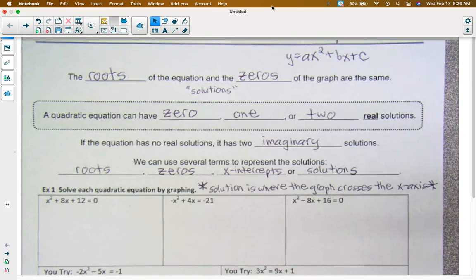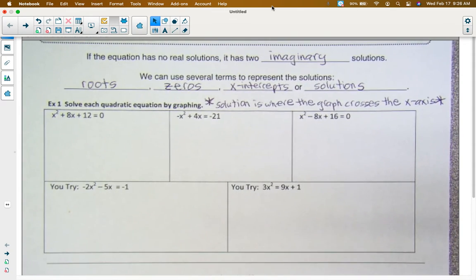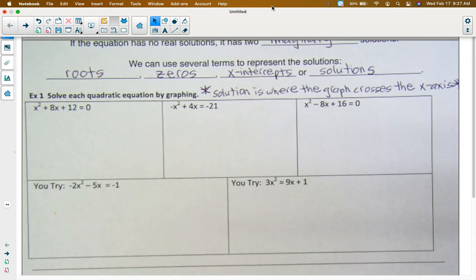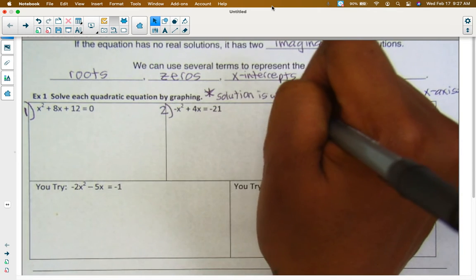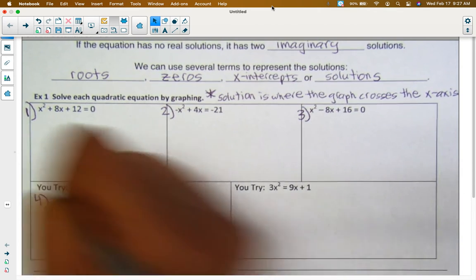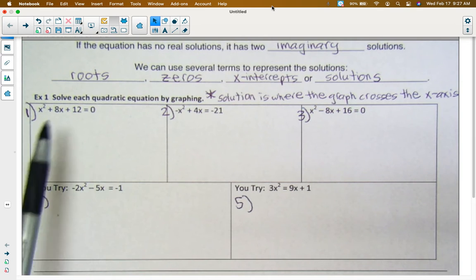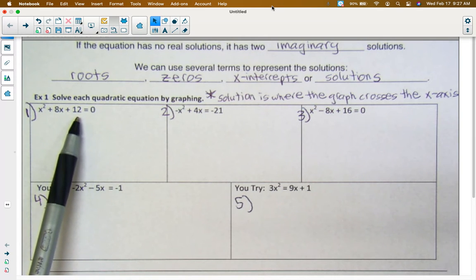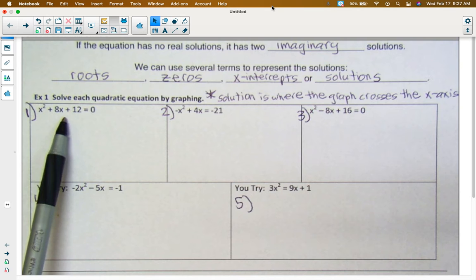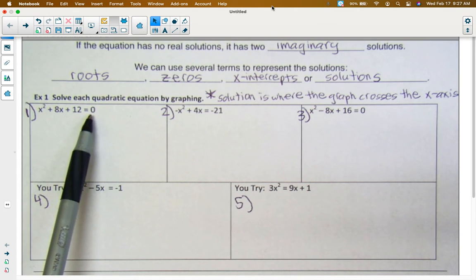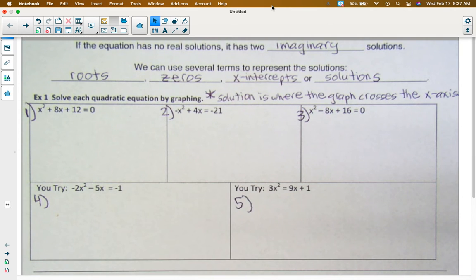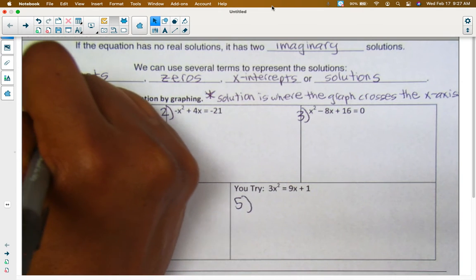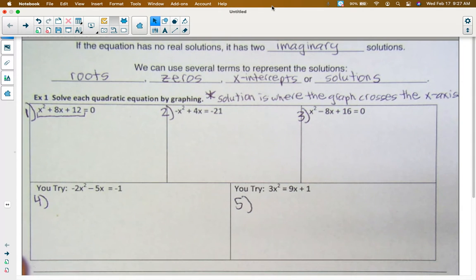Now, if you're going to solve an equation by graphing, you have to make sure it is set equal to 0. This first problem here is already set equal to 0, so we don't have to do anything but graph it in Desmos. I'm going to go through all 5 problems first, make sure they equal 0, and then I'll graph them in Desmos. So this one's already done for us. We just need to graph x squared plus 8x plus 12.